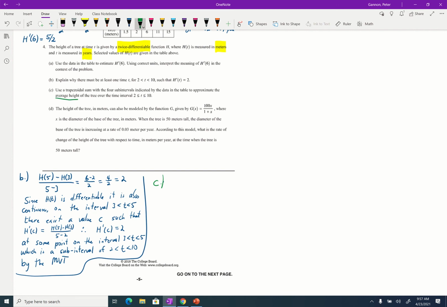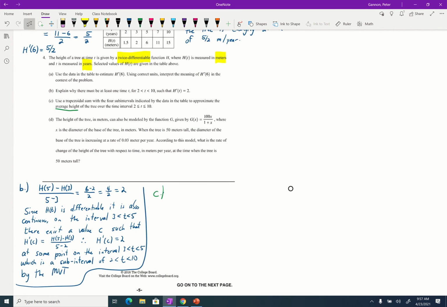Average height. This is where you have to think about, what are we given? The function h of t represents the height. So if we want the average height, that really means we want average value. So the average value formula that we learned is 1 over b minus a times the integral from a to b, in this case of h of t dt. That's average value. So in this particular example, that's what we're going to use.